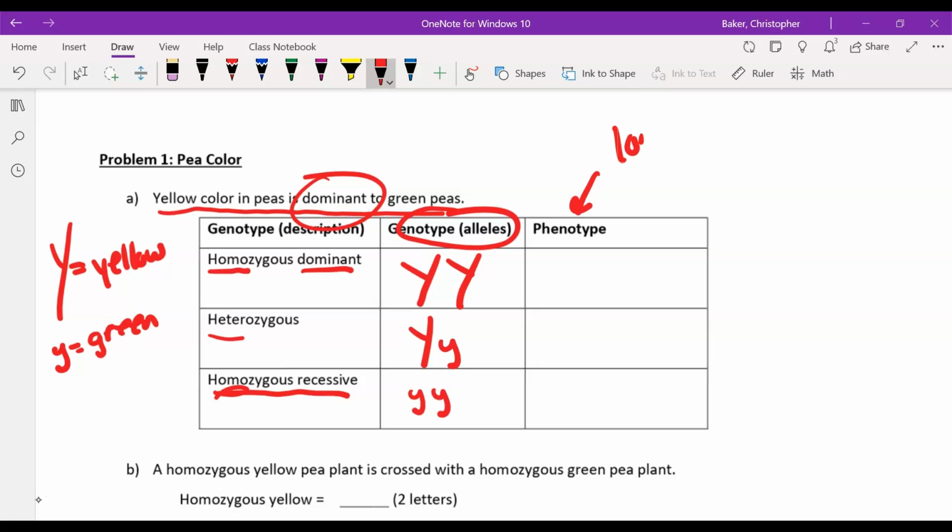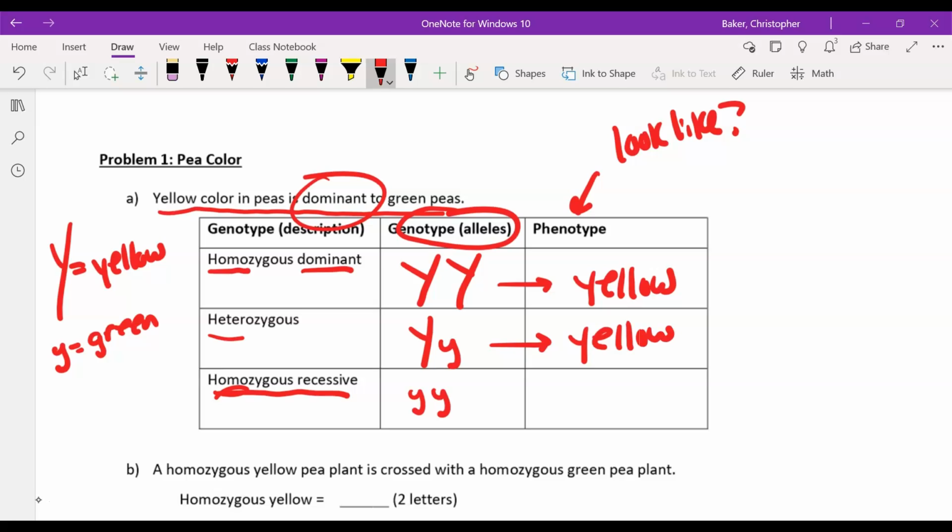Phenotype is, what do they look like? So big Y is going to look yellow. Big Y, little y, you have a loudmouth and a quiet one. Doesn't matter, the quiet one's there. All you're going to hear is a loudmouth, which is dominant, so that's yellow. And we have 2 quiet ones, so this is going to be a green plant because there's no loudmouth to take over the conversation.